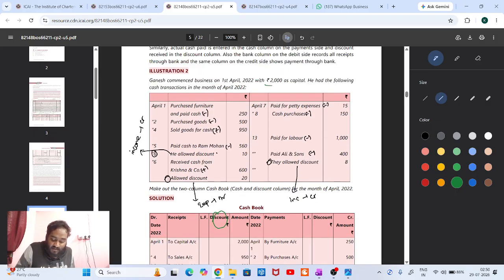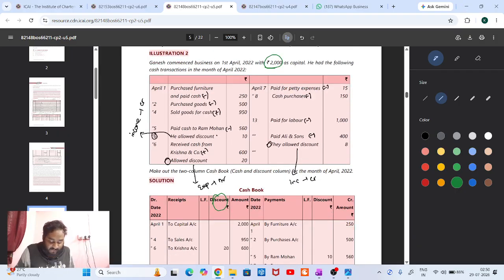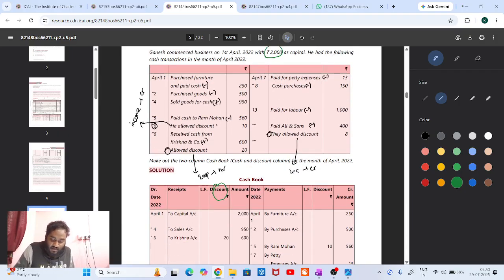Commenced business with 2000 as capital. Cash to capital is the journal entry, right? 2000 is written. Purchased furniture, paid cash 250. Purchased goods 500. Sold goods for cash 950. Paid cash to Ram. Discount, keep this aside.